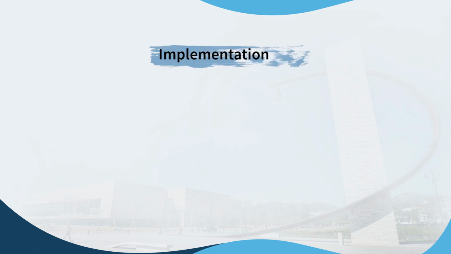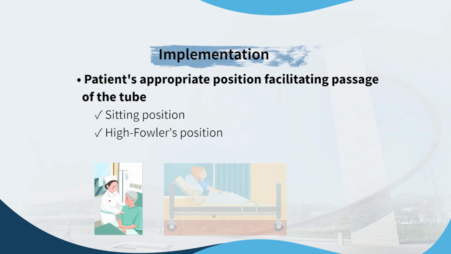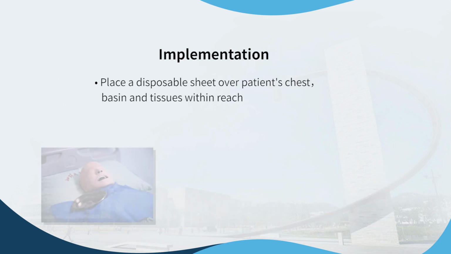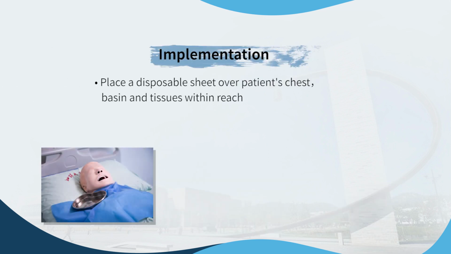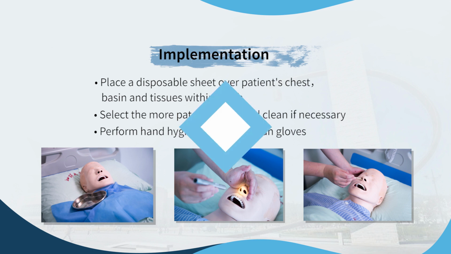If patient's condition permits, assist the patient to a sitting or high-forward position. If not, place the patient in right lateral position. These positions will help passage of the tube. Place a disposable sheet over patient's chest, a kidney basin, and tissues within reach. Select the most patent nostril and clean it if necessary. Perform hand hygiene and don clean gloves.